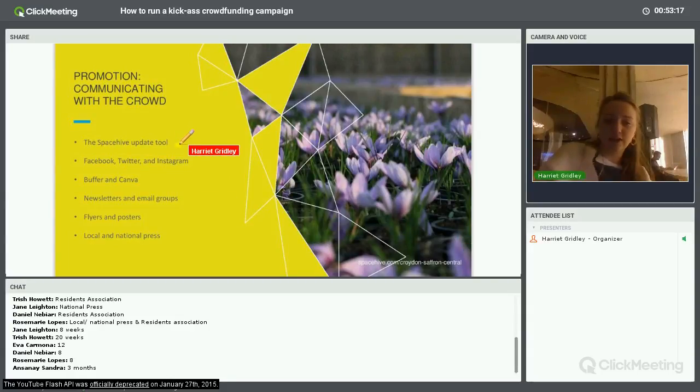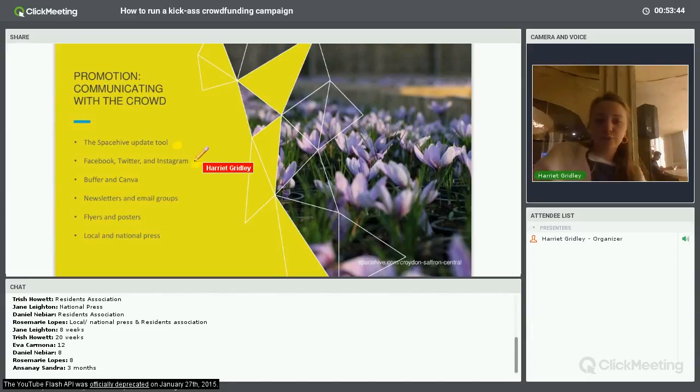Firstly is the Spacehive update tool. Now this is a way that you can email anyone that's liked or pledged to your project page. It will also post the email that you send on your project page, so anyone who's coming to it at a later stage can see those updates. So we recommend sending an update at least once a week. Probably no more than that. You don't want to bombard people.